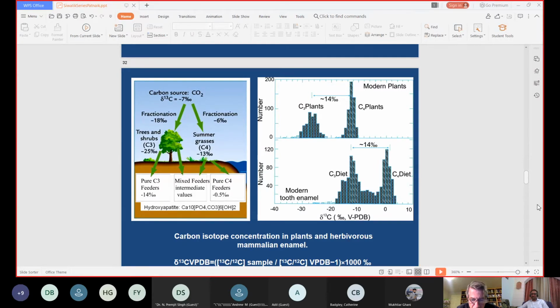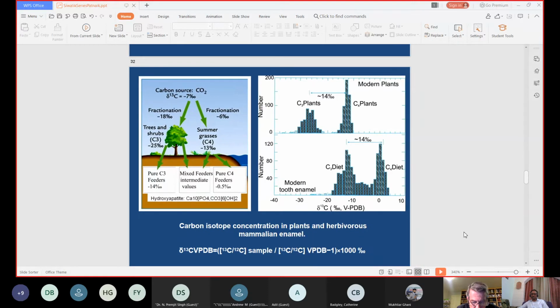So these are measured in terms of, as given here, a standard to compare, that is Vienna. This is PDB, that is belemnite. Anything which is lesser than the standard value would go into negative. Anything more than the standard would go into the positives.